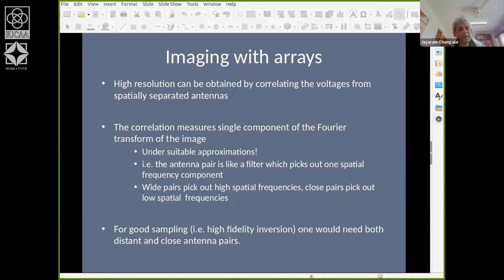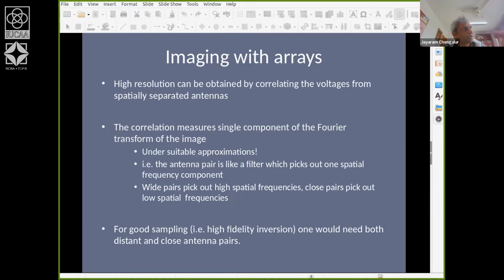So that means if I want to image a source which is large, which has slow, large scale oscillations corresponding to a diffuse extended source, I will need antenna pairs which are close together. Whereas if I have a source which has a lot of fine structure in it, which therefore has very high frequency spatial components, I would need antenna pairs which are very far apart, right? And so in this sense, this imaging is quite different, because it's an indirect imaging. It's a little different from what you normally think of as imaging.